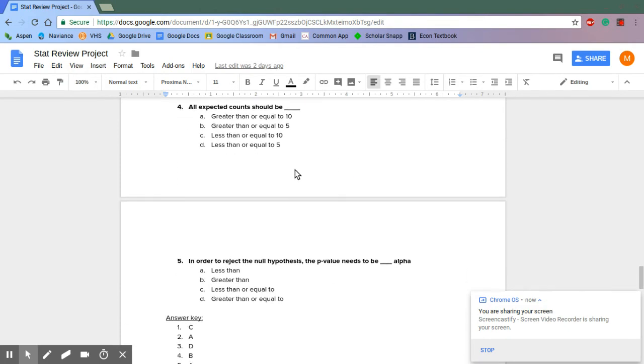For 4, it is B, because when you have to find the expected counts, they need to all be greater than or equal to 5. And finally, in order to reject the null hypothesis, the p-value needs to be less than alpha, so the answer is A.